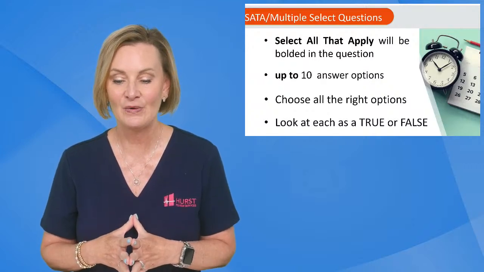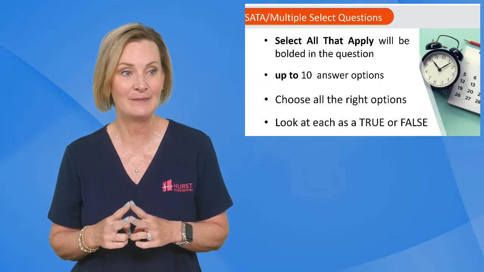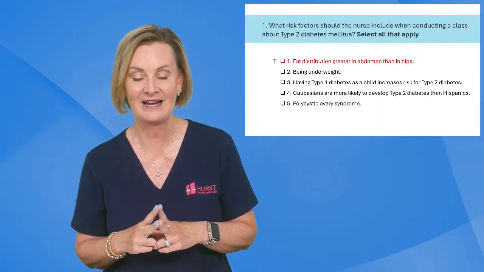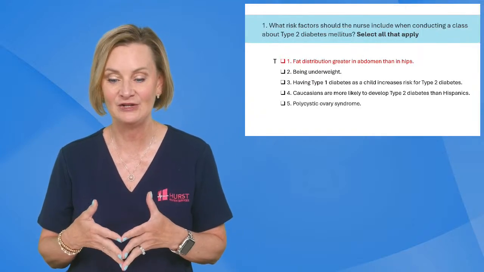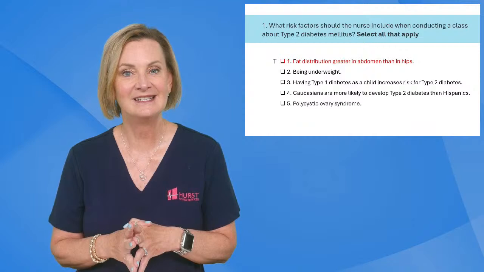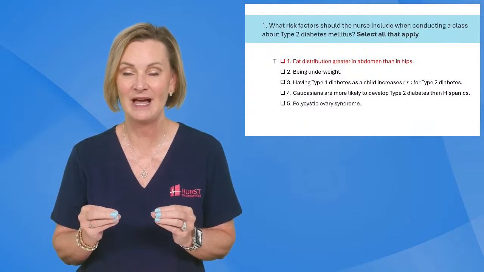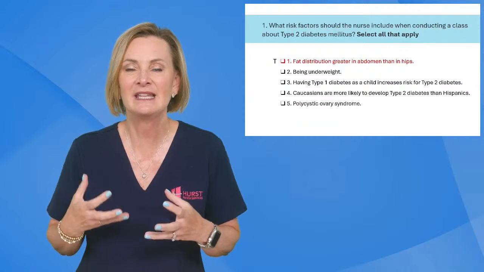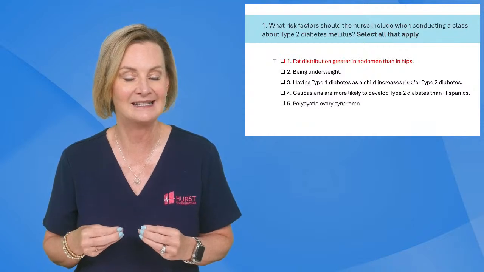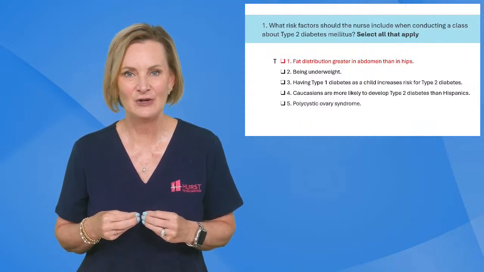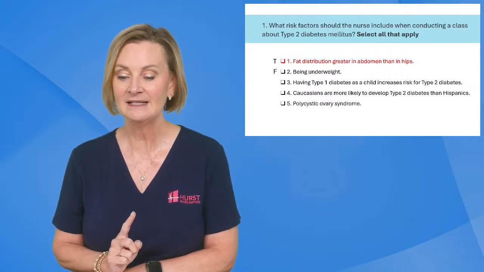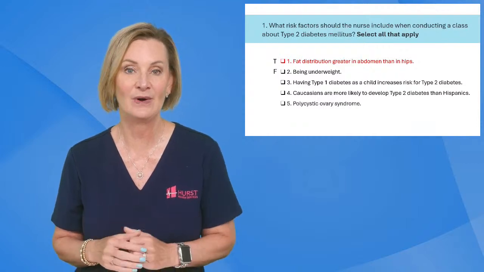Option number 1 in this question, the client with type 2 diabetes being overweight, that is a very important risk factor, and that would be included in your teaching. Now let's look at number 2. It says being underweight. Y'all, we just said that most type 2 diabetics make a little bit of insulin, but they cannot keep up with their glucose load, and so they store that extra glucose as fat. So option number 2, being underweight, is not true. The client with type 1 diabetes may have some unexplained weight loss.